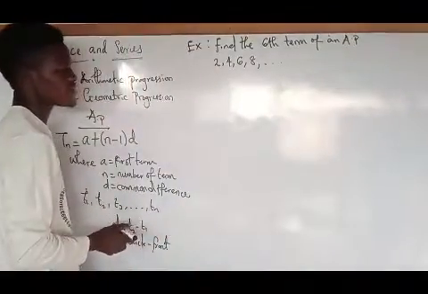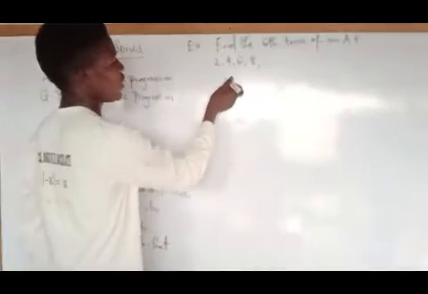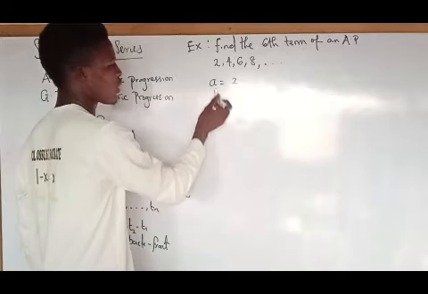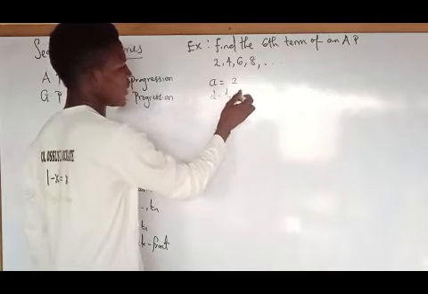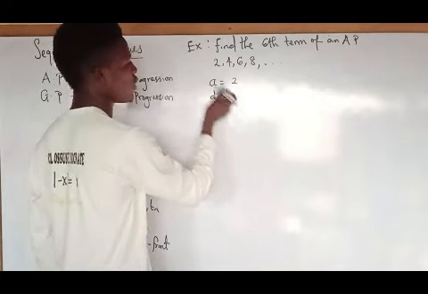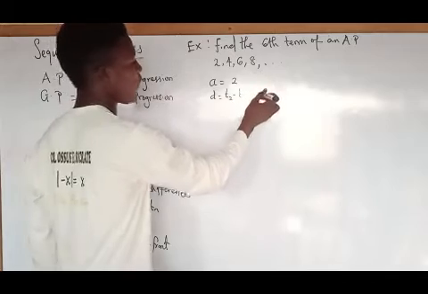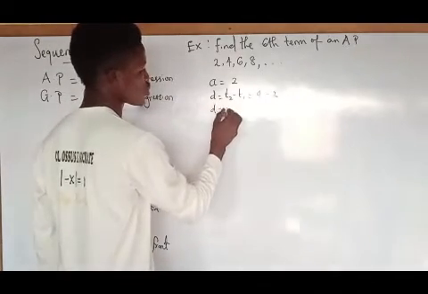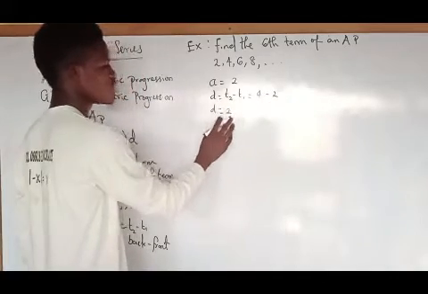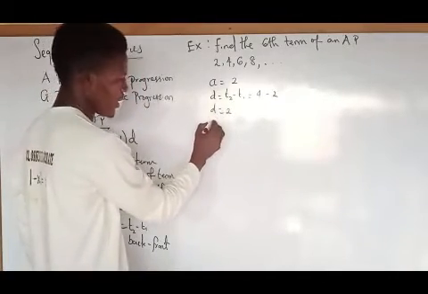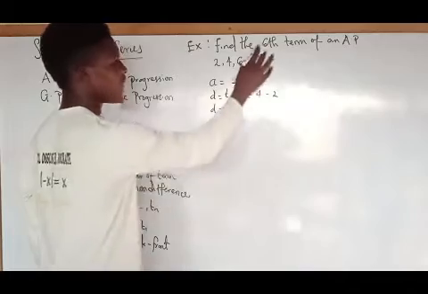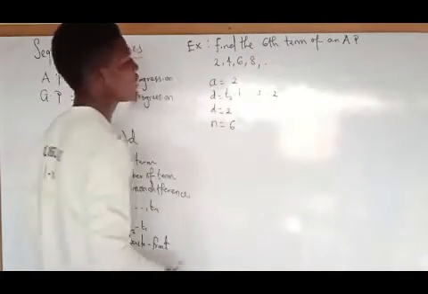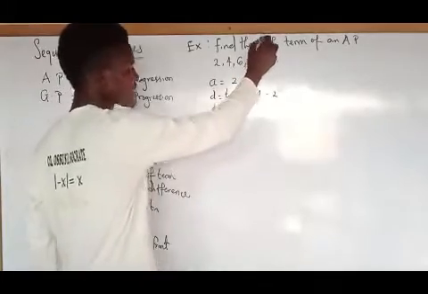How will I find this? Very, very simple. What is my A here? My A is 2. My common difference, which is T2 minus T1, will give me what? 4 minus 2, and that means my D is 2, because 4 minus 2 will give me 2. Alright? So my number of terms, which they tell me to find, is 6. They say find the 6th term. Or let's say they say find the 16th term.